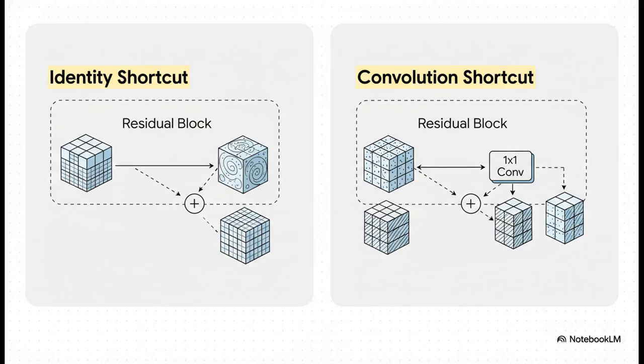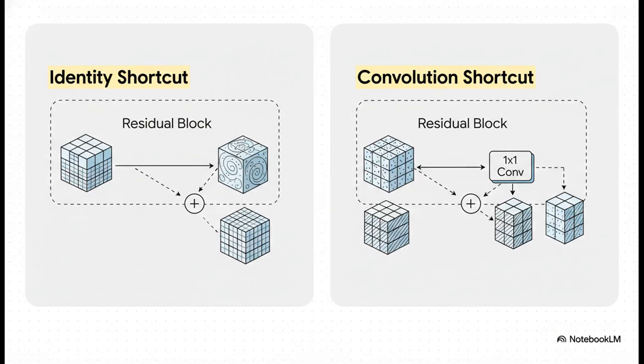Okay, but there's a catch. What happens if the main path actually changes the shape of the data? Like, let's say it halves the image size and doubles the number of channels. Well, now you can't just add the original shortcut back, right? The dimensions don't match. The math just won't work. And that's where this second type of shortcut comes in. We call it a convolution shortcut.